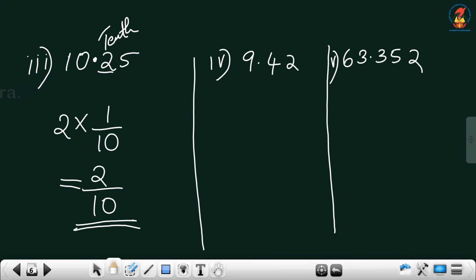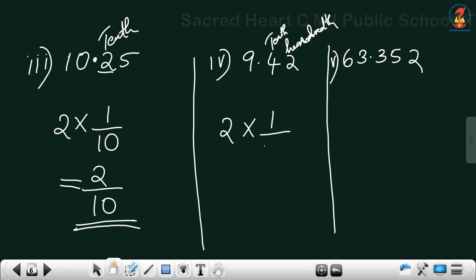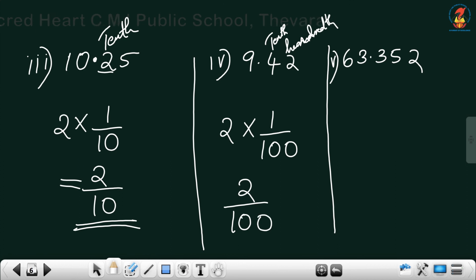Now look at the next number. 9.42. Here 2 is standing in which place? This is 10th place and this is 100th place. So 2 is standing in 100th place. So what is the place value of 2? 2 into 1 by 100. How will we represent 100th? 1 by 100. So what is the place value of 2? 2 by 100. Is this clear children?